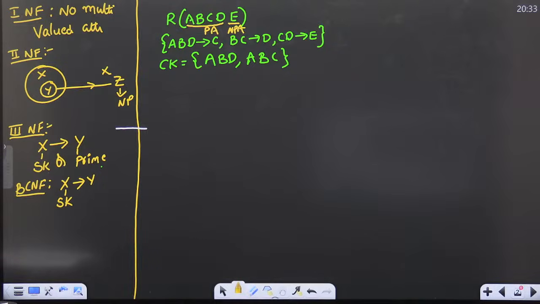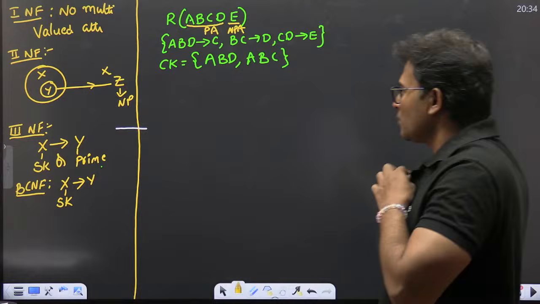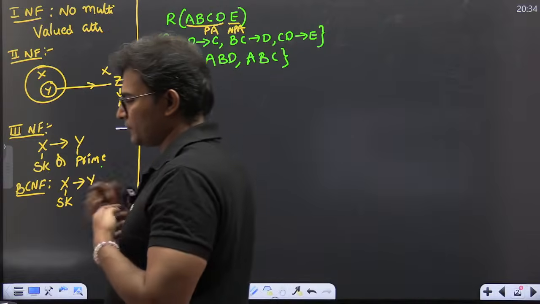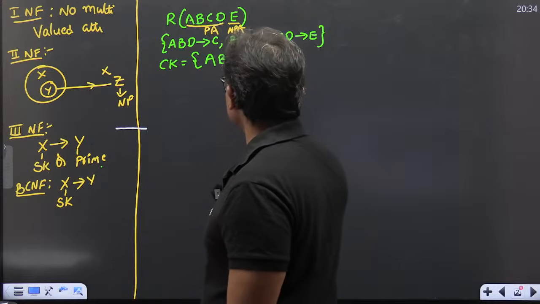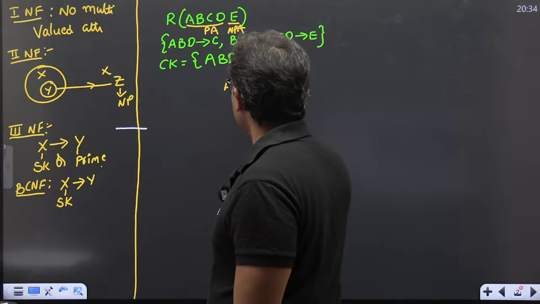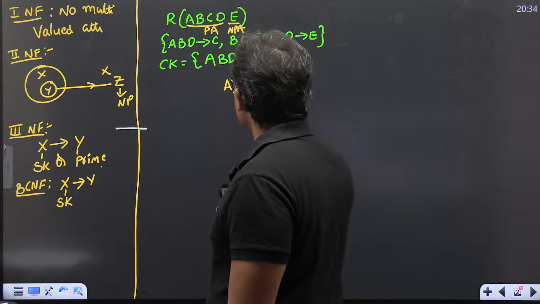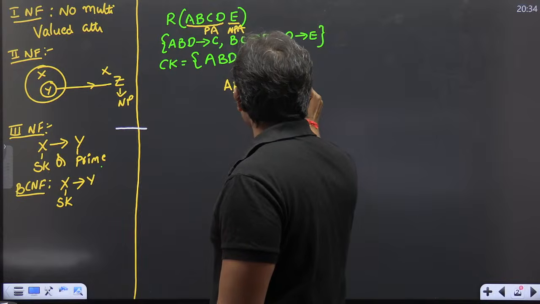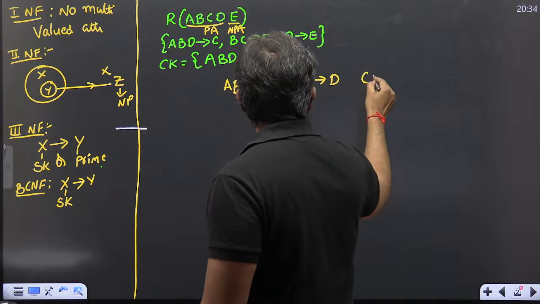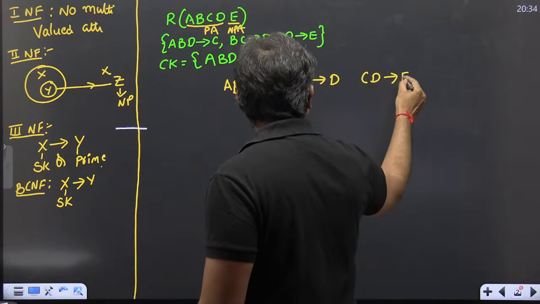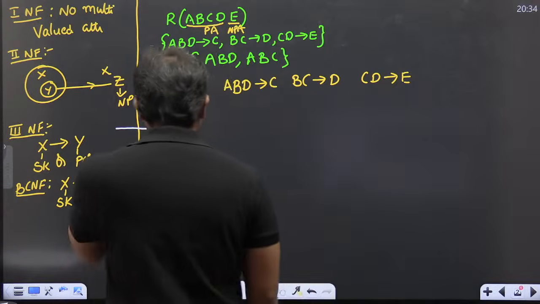Okay. Let's find out what normal forms the table is in. Just write it like this. I will tell you why I'm writing it like this. A, B, D determines C, then B, C determines D, and then C, D determines E.